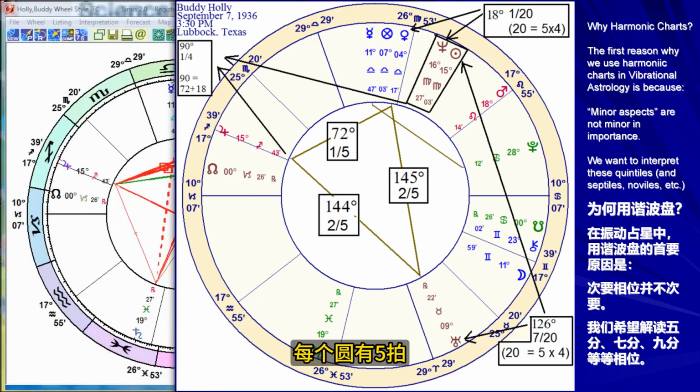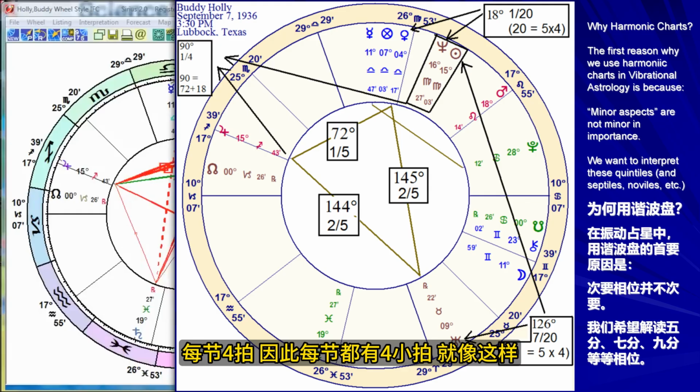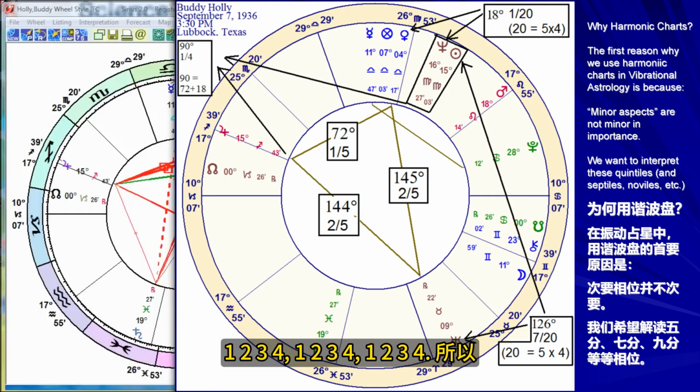5 beats per circle, so whatever that speed would be. And then this is going to be 4 times faster. So for each one of these beats, there's 4 of these. It's going 1, 2, 3, 4, 1, 2, 3, 4, 1, 2, 3. It's doing 4 of these beats within each one of these 72 degrees. And whenever there's 4 beats, it creates dynamism, drive, and the desire to accomplish.